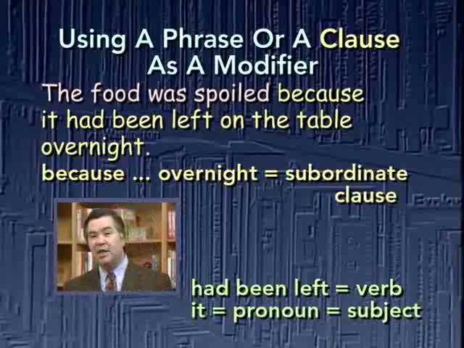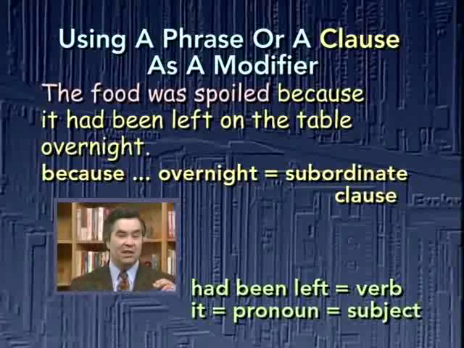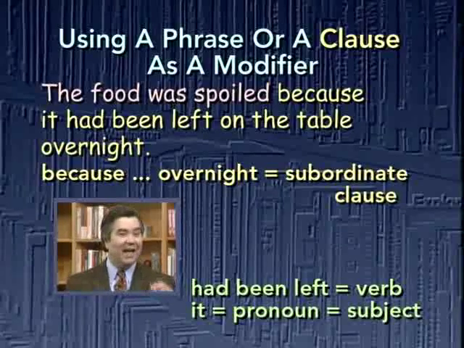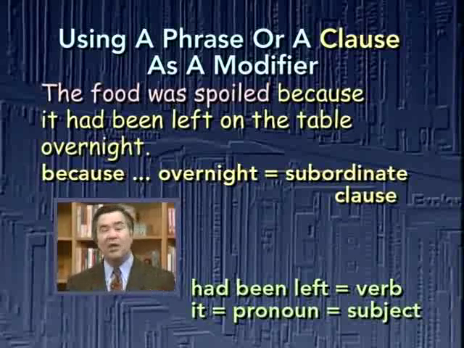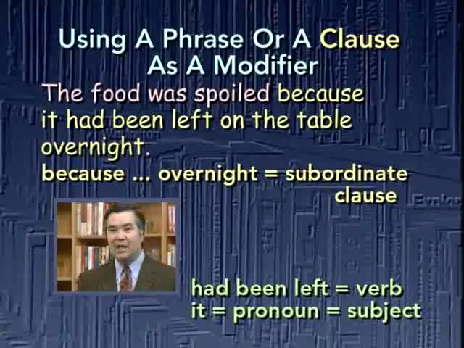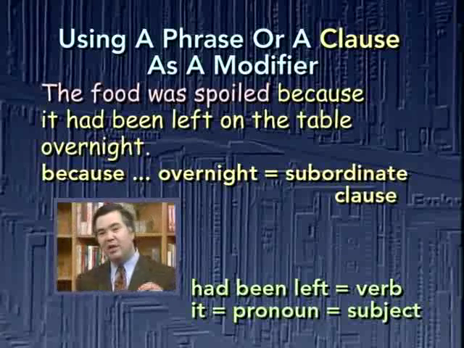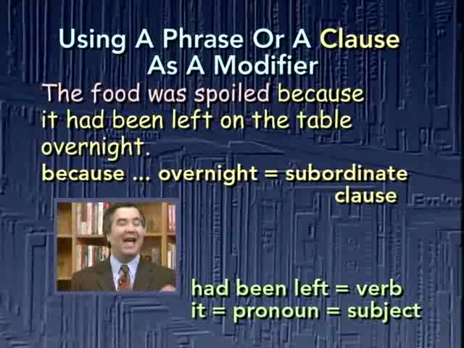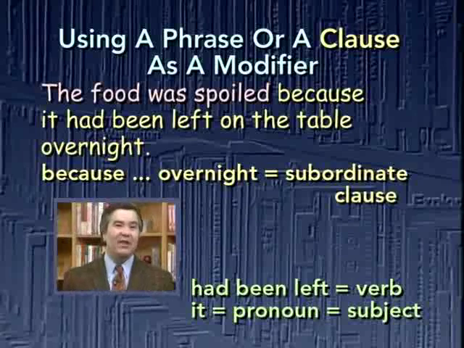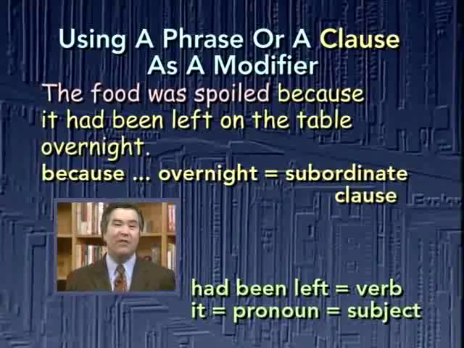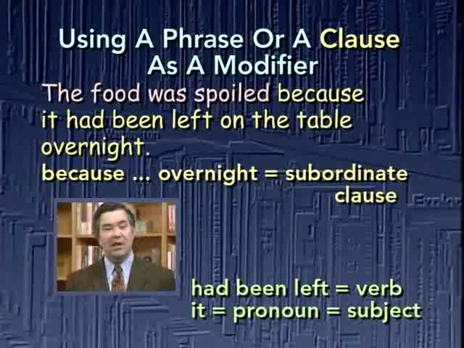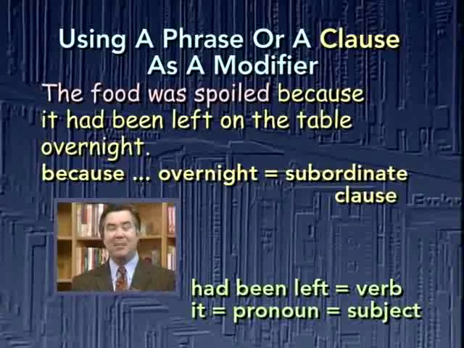Now again, when you think about it, the subordinate clause, and this is usually the case, is acting as a modifier. It's giving more information about something that appears in the independent clause. Because it had been left on the table overnight, that all explains why the food was spoiled. Therefore, this subordinate clause is acting as a kind of adverb. It's giving more information about or modifying the verb was spoiled. So here we have an entire clause acting as an adverb, acting as a modifier.